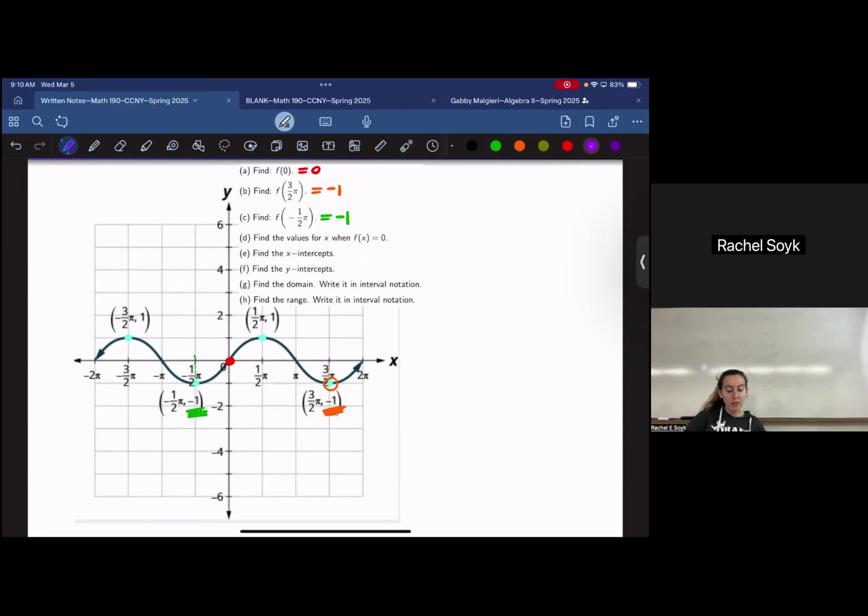We want to find the values of x for when f of x is equal to 0, aka when y is 0. So what are all of our values of x that hit our x-axis? We have -2 pi. We have negative pi. We have 0. We have positive pi. And we have 2 pi.